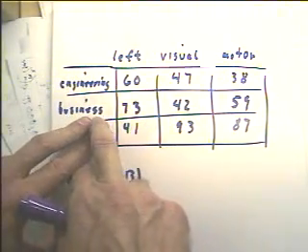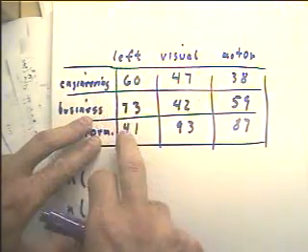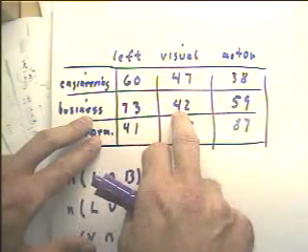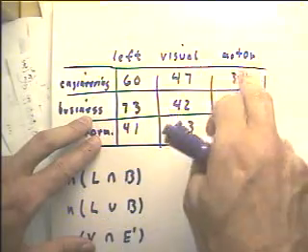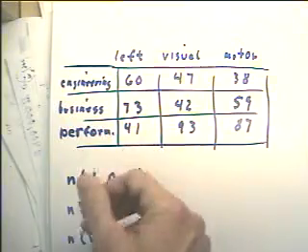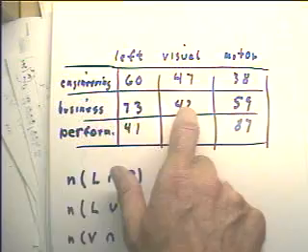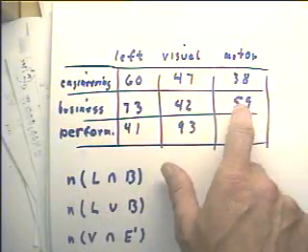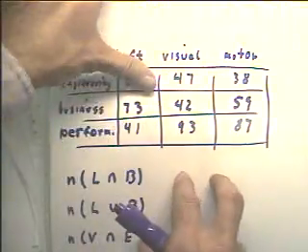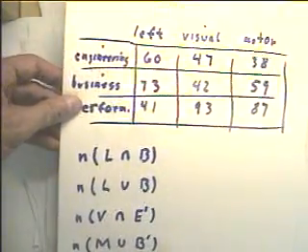But let's say now you have some business students, and that 73 of those had a strong left brain orientation, 42 a strong visual orientation, and 59 a strong motor orientation. Okay, we're strongest in the motor orientation. So again, 73 were stronger at the left than in the visual or motor. 42 were stronger at the visual than the left or the motor. 59 were stronger at the motor than the left or the visual. I'm not even sure how you would measure that, and I'm not sure it would be valid, but let's just pretend it is, and go on and answer some questions.